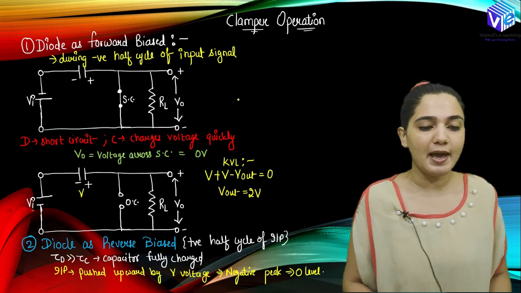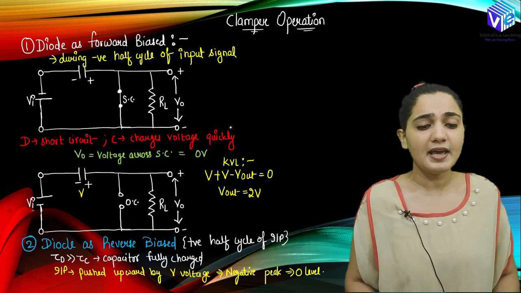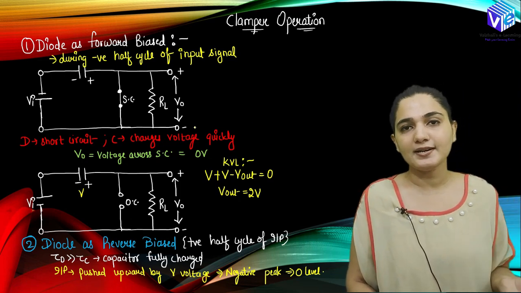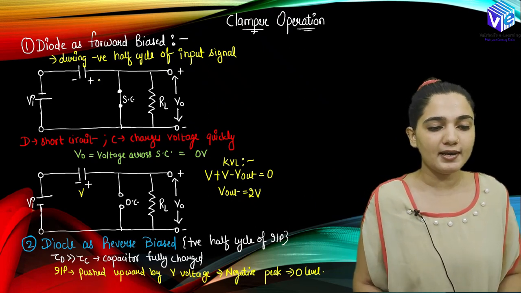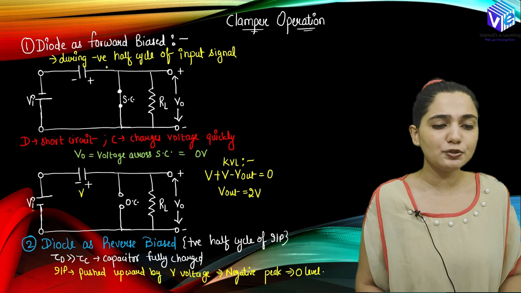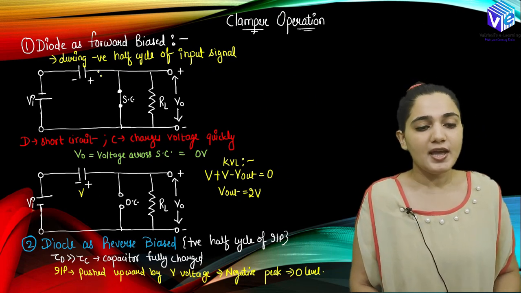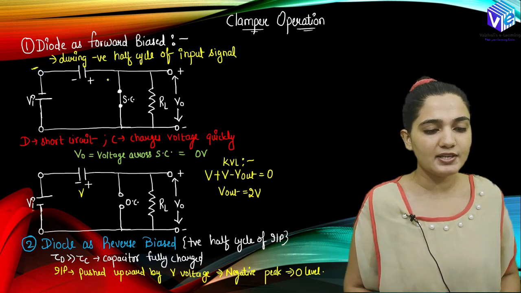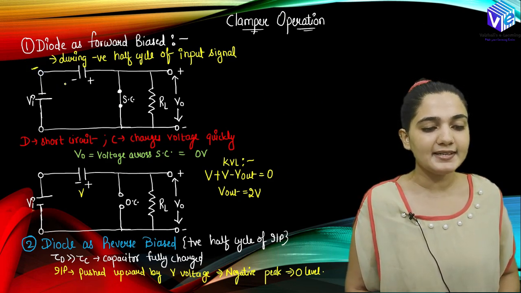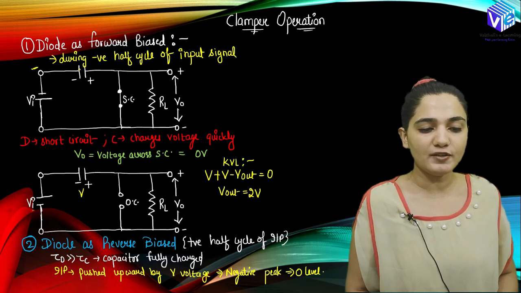Now coming to the clamper operation, how it is going to operate. If I understood one operation, you can understand the second operation. The negative clamper also you can understand really well. So here let's suppose the diode is going to have the negative half cycle of the input. In the negative half cycle of the input, here we will be having the negative voltage, and in the capacitor we will be having the opposite polarity generated. This negative is going to accumulate on this plate of the capacitor, due to which a positive charge is developed on this plate of the capacitor.